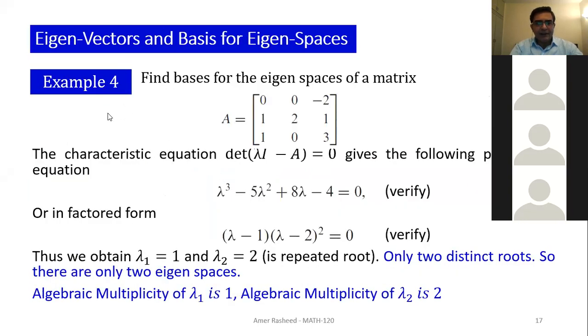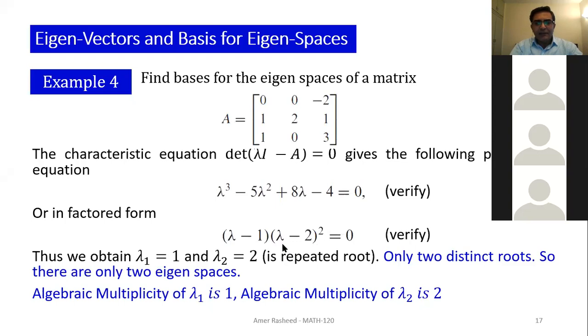In example 4, you see a matrix A, and whenever we write its characteristic equation, we get lambda cube minus 5 lambda squared plus 8 lambda minus 4 is equal to 0. If we solve this cubic polynomial equation, we can factor it into lambda minus 1 times lambda minus 2 whole square. Now here you can see that the factor lambda minus 2 is coming 2 times.